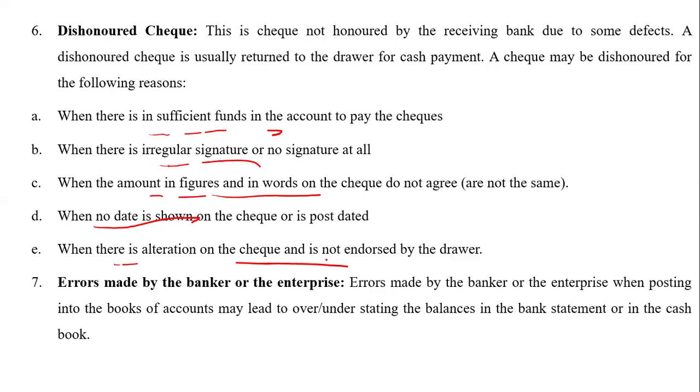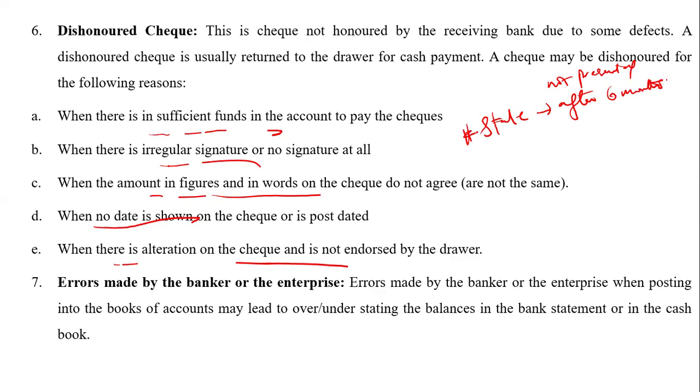There is one that I want us to all put in mind. Stale check. A stale check is a check that has been issued and not presented after 6 months. If a check has been issued and not presented after 6 months, that is called a stale check.